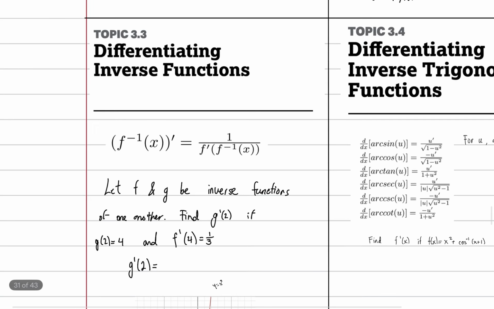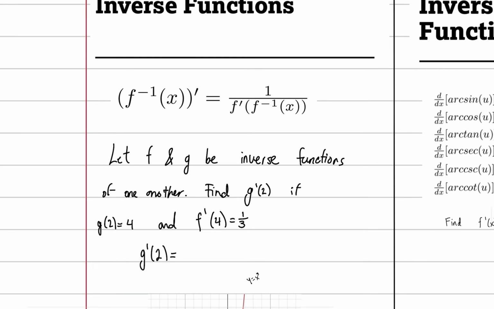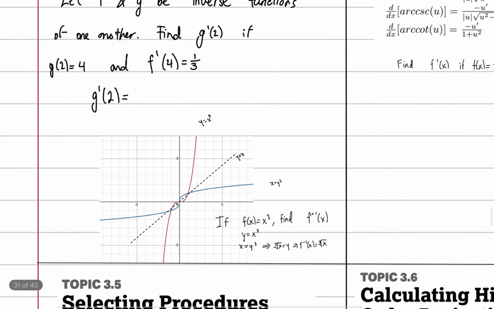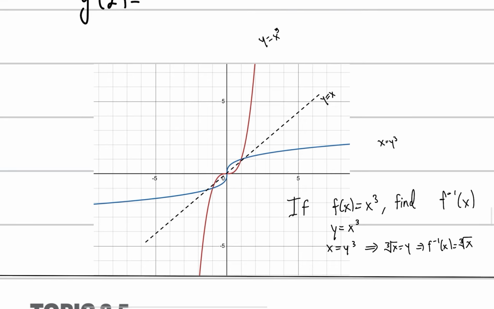Topic 3.3 talks about differentiating inverse functions. So here we have the key thing you need to memorize, but I'm going to show you kind of graphically why this is true. So let's say we have y equals x cubed and x equals y cubed. These functions are inverses, okay? And geometrically, it's the result of reflecting one over the line y equals x, okay? And in fact, if we want to take the slope of the tangent line, notice the tangent line is also going to be reflected over the line y equals x.